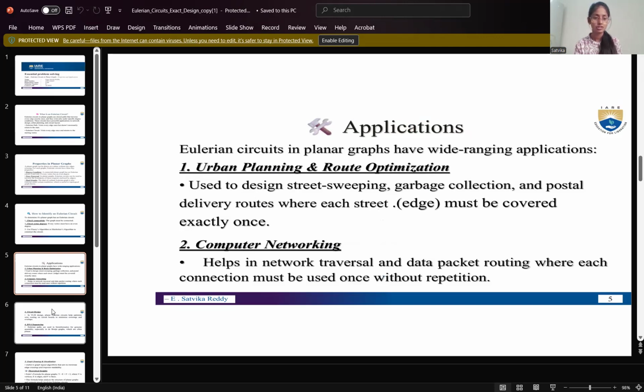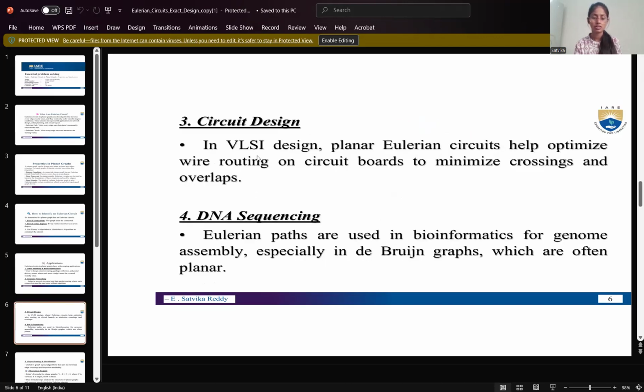And the third application is circuit design. In VLSI design, planar Eulerian circuits help optimize wire routing on circuit boards to minimize crossings and overlaps.